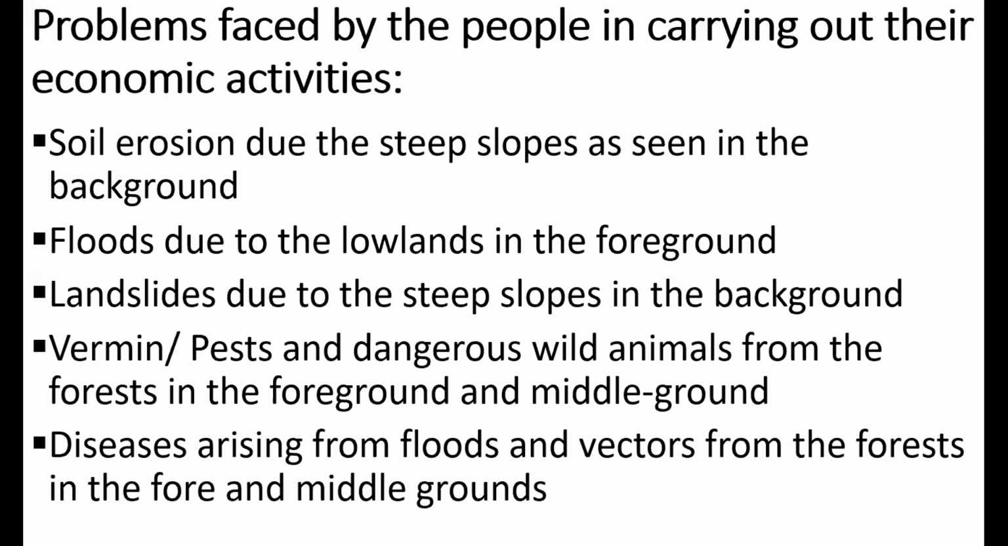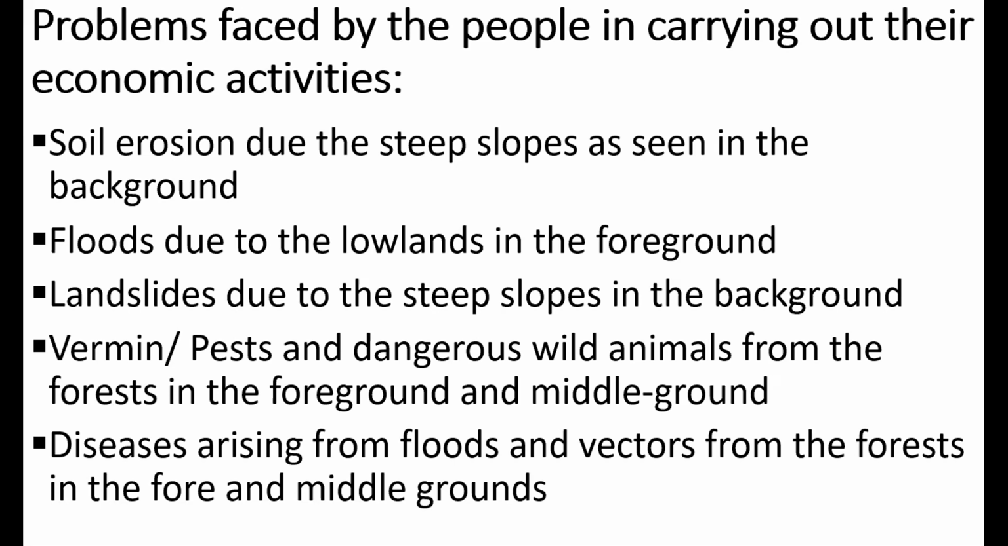Then another one is the problem of diseases. Diseases arising from the floods and vectors from the forests in the foreground and in the middle ground. The foreground is prone to floods, so floods are a source of diseases. And some of those diseases could be caused by vectors from the forests, possibly flies, possibly mosquitoes, and so on, which could lead to problems of diseases.